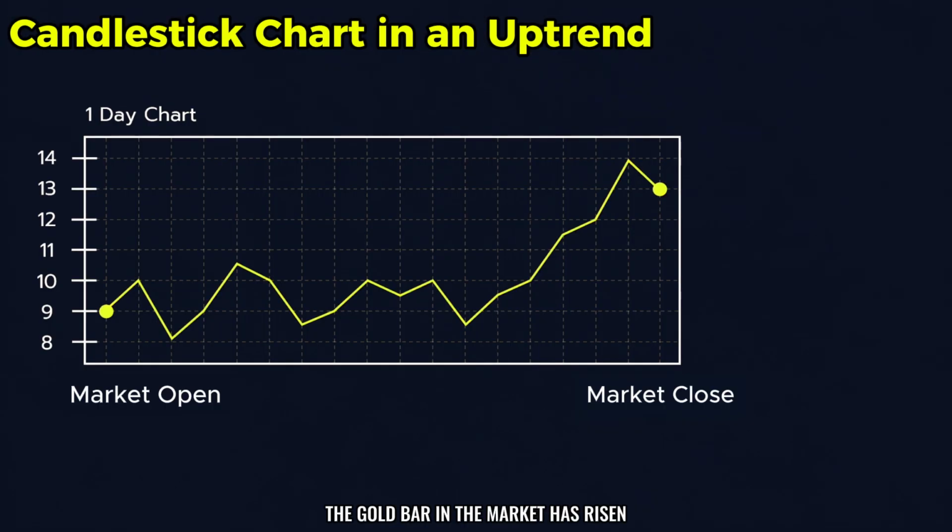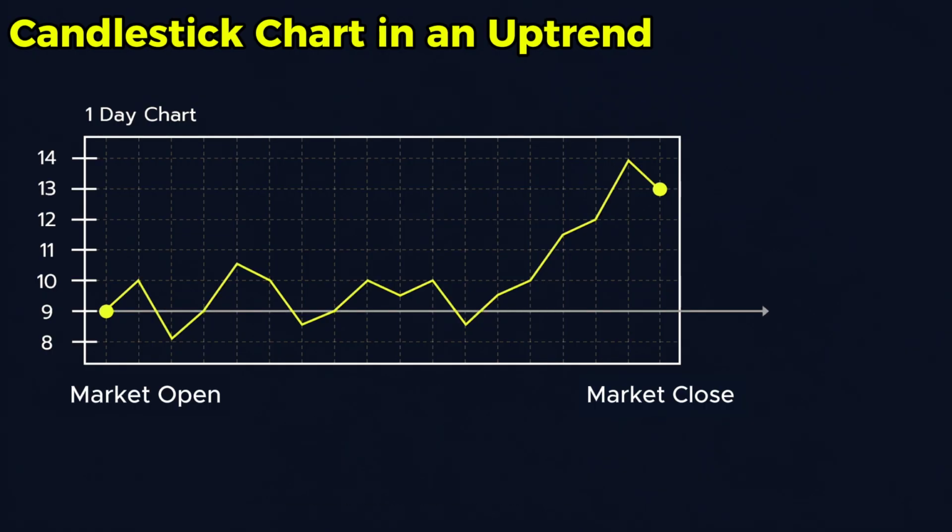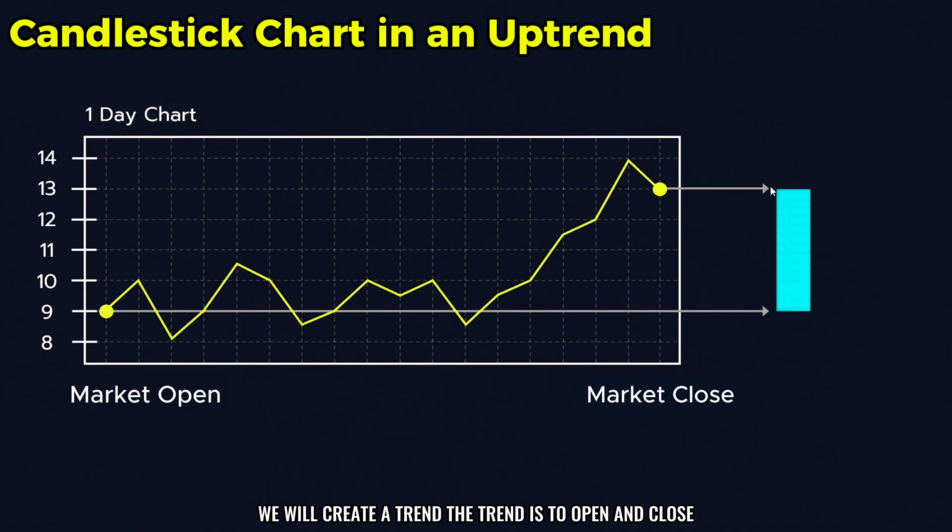Here is a green candle, where the market has risen. The market opened in the morning at the price of $9, and closed in the evening at the price of $13. You will see that today the market is rising, starting at $9 and ending at $13. Now, if we draw a line from the opening price to the closing price, we will create the body. The body is from open to close.